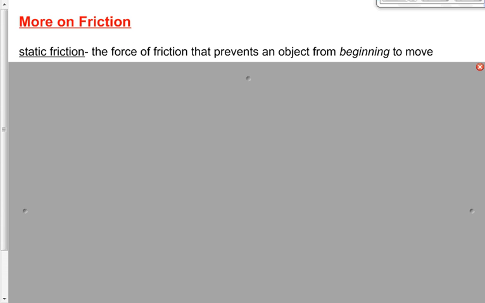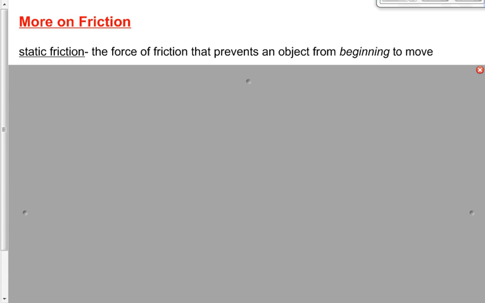Let's spend a couple of minutes talking about friction here. We already addressed friction, talked about the two types of friction, static and kinetic friction. Definition of static friction, we already gave you this, right? When we gave you the last set of notes on types of forces. It's the force of friction that prevents an object from beginning to move. The force that acts on an object that's at rest, that tries to keep it from starting to move.